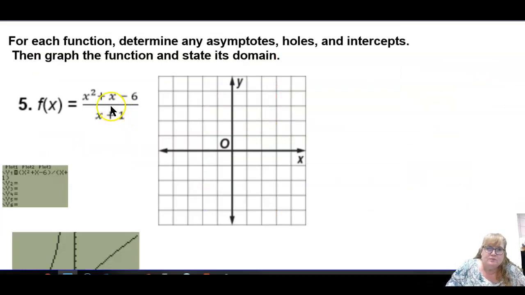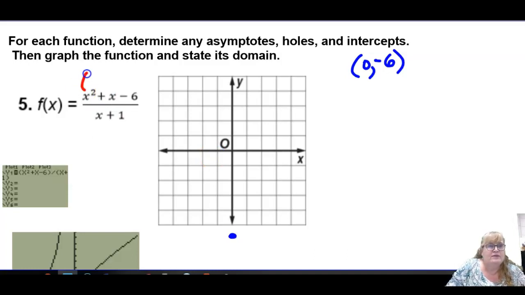This one is top heavy. Okay, so first thing I'm going to do is plug in a 0 to find the y-intercept. This would be 0, this would be 0, this would be 0. I have -6 over 1. So the y-intercept is right down here at -6. Should have made bigger graph paper for this one.